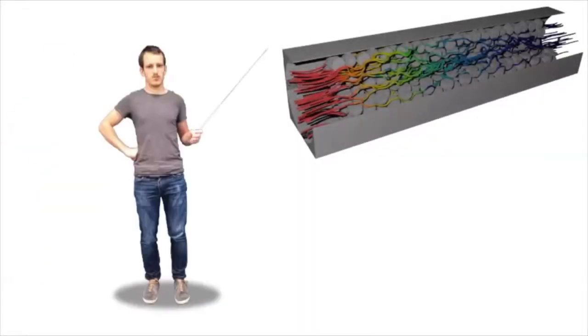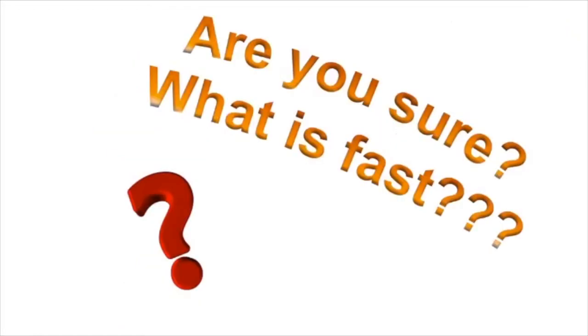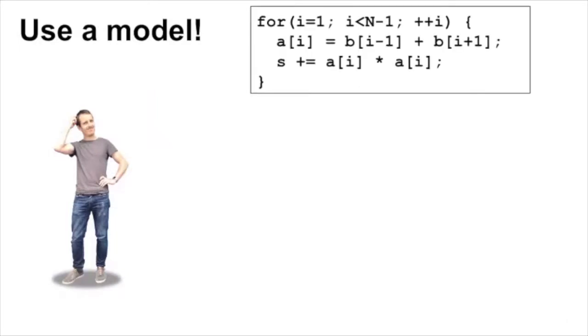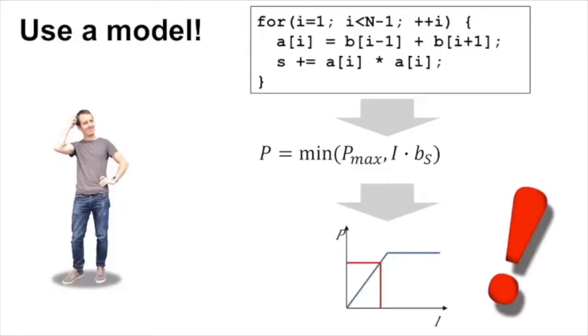My code solves this problem in 1.5 seconds, so it's really fast, right? Are you sure? How do you know? What is fast anyway? Performance models help you understand the relevant bottlenecks. They give you an estimate of the achievable performance. We will show you how to apply the Roofline performance model to loop-based codes.